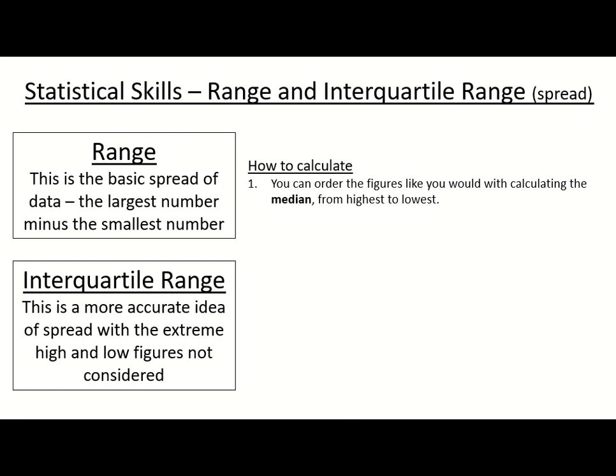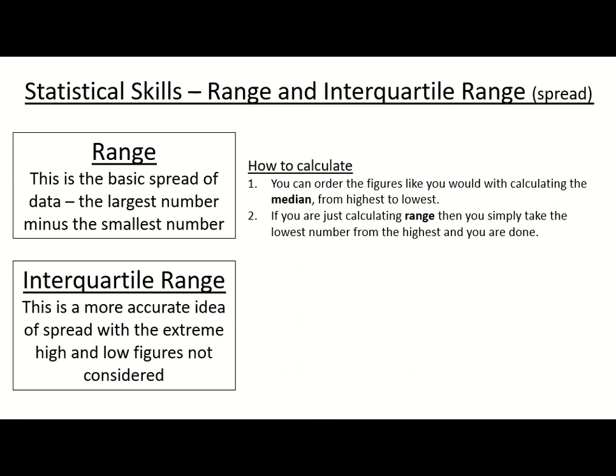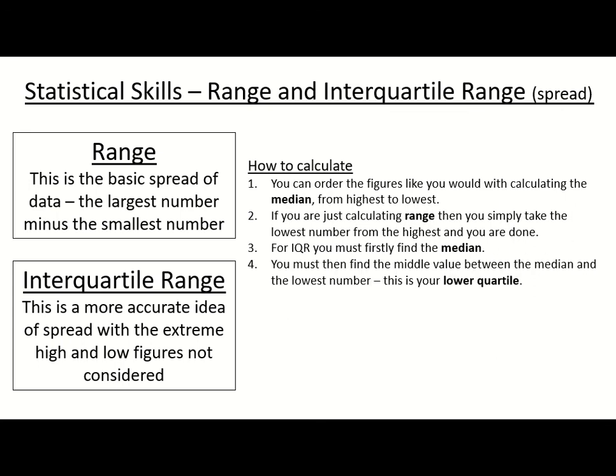So you calculate the range literally by, you would do it like you would with calculating the median. Okay, so you number the scores from highest to lowest, and then you just literally take the lowest figure from the highest. Okay, so you take the lowest number away from the highest, and that is your answer. For interquartile range, okay, find the median. That's the starting point. Okay, so find your middle number or the middle average number.